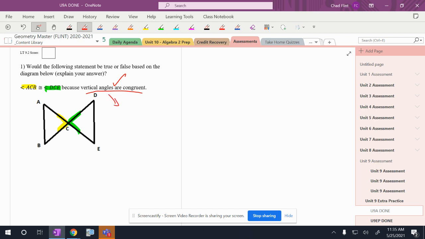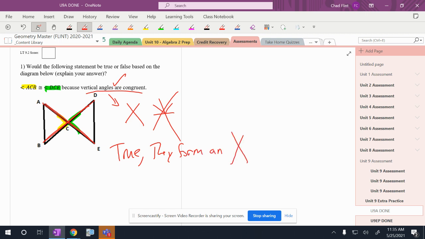All right, vertical angles are supposed to make an X, not a K, not anything like that. All right, they're supposed to make an X. Well, if you look at the lines that are forming the green and yellow angles, it's 100% an X. So this is true. And I would just write they form an X.